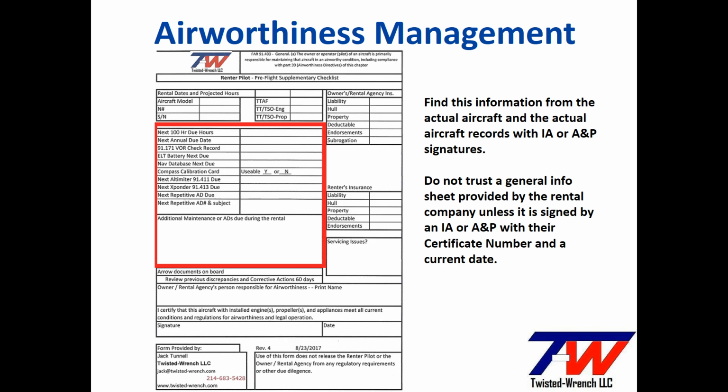As a PIC, you're not responsible for performing the maintenance or making the maintenance entries. You are responsible for knowing what an acceptable maintenance entry looks like.